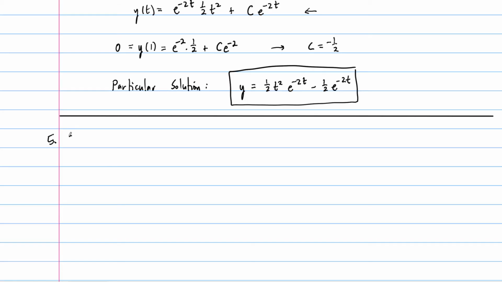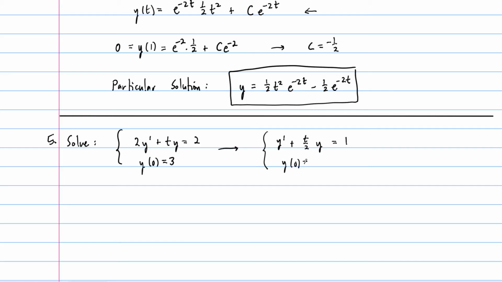So for this one, we want to solve the initial value problem. 2y prime plus t times y equals 2. And the initial condition is that y of 0 is equal to 3. Okay, this is not quite in the right form, right? So the first thing we need to do is just divide by 2. It's very simple, but we have to do it, right? So y prime plus t over 2 times y is equal to just 1 now. And the initial condition stays the same, right?